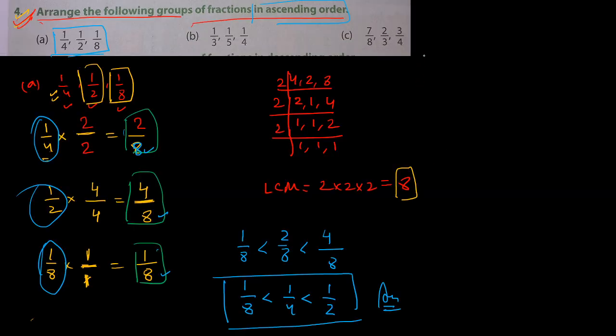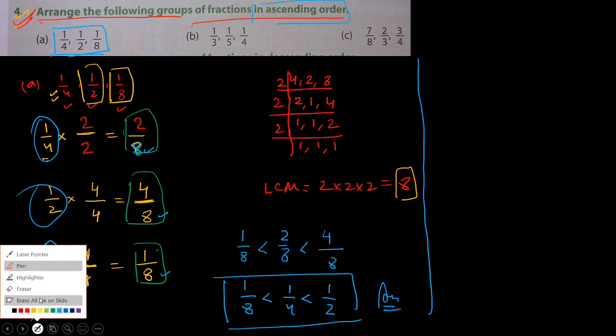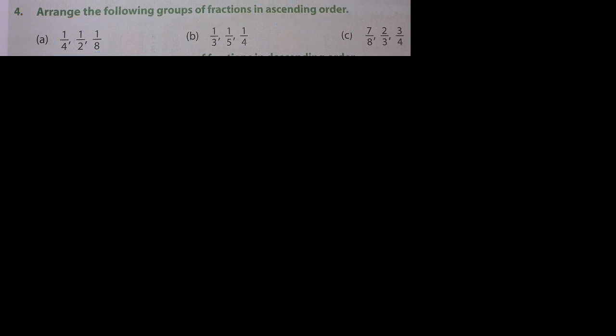Okay. Now let us do one more question. I'm going to tell you part C. Okay, part C. 7 upon 8, comma 2 upon 3, comma 3 upon 4. First of all, you have to find out the LCM of the denominator. Denominators are 8, 3 and 4.